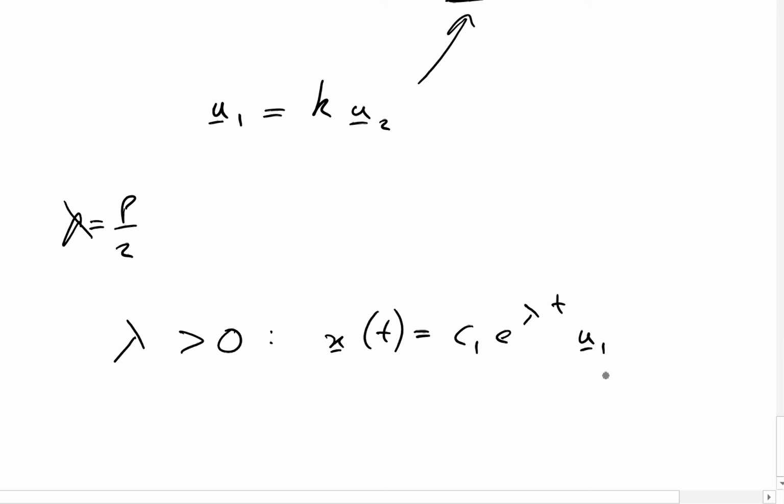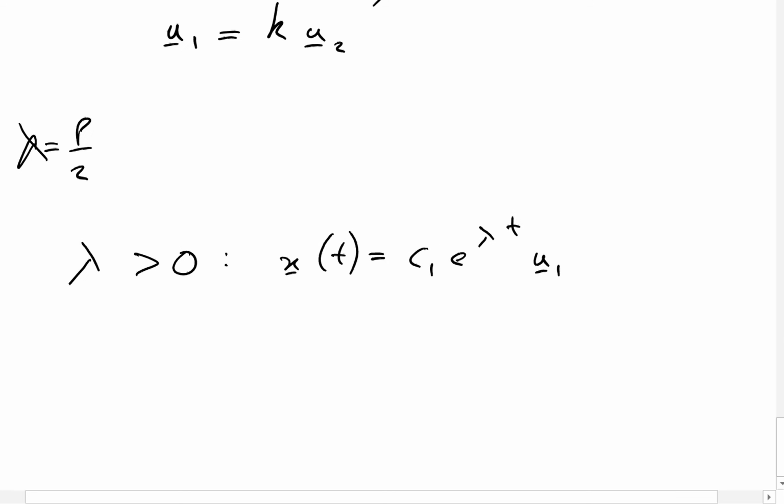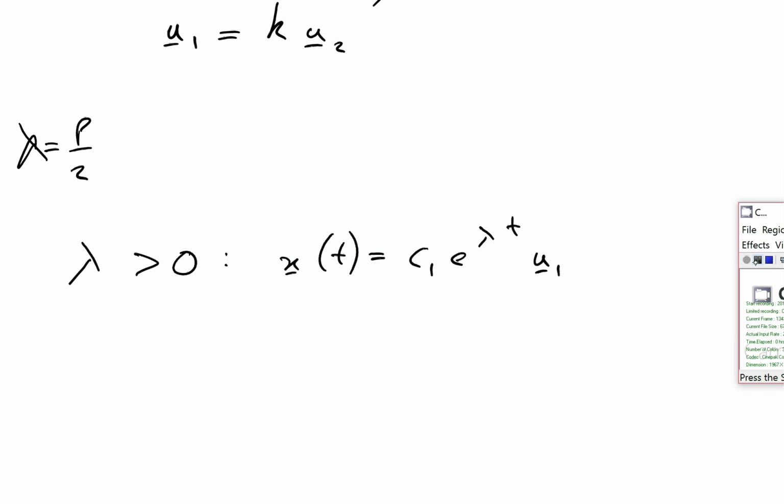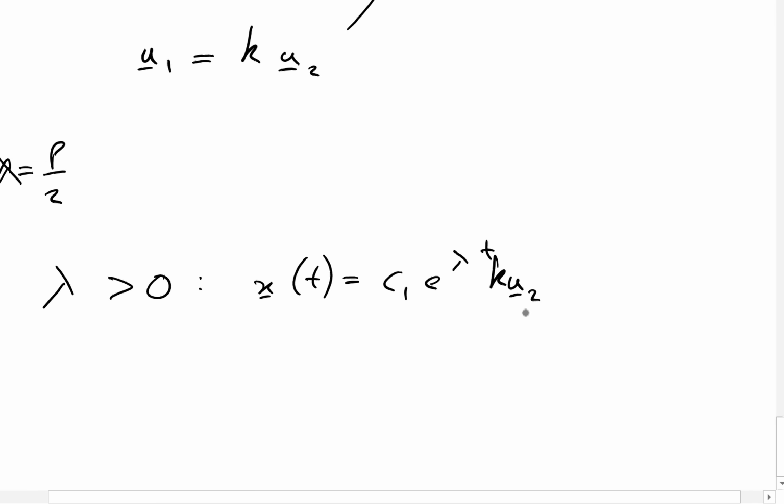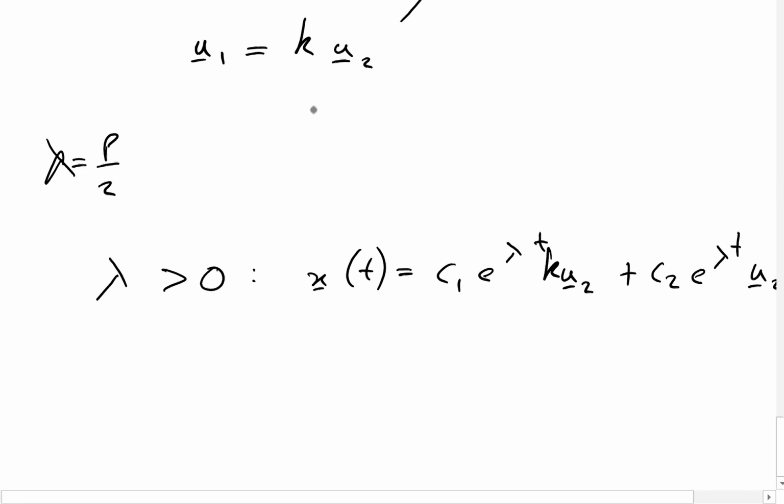So this is u1. Wait a minute, let me just get this right. Just to get it right, because I've used this up before, it's exactly the same idea. I'm just going to write ku2 instead of u1 there, and I'm just going to have plus c2 e to the lambda t, and then this is just going to be u2. Yeah, that's better. So these are basically the same eigenvector, but one's a multiple of the other. I think that's the right notation, consistent with what I've got up there.